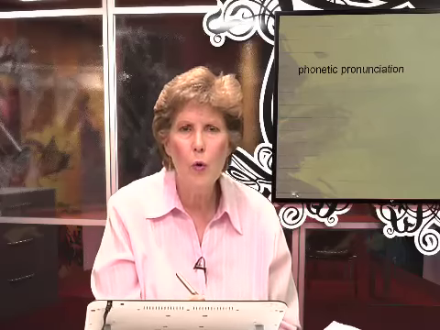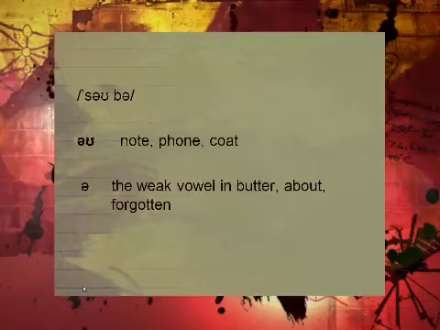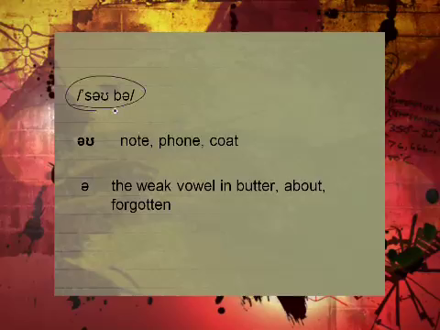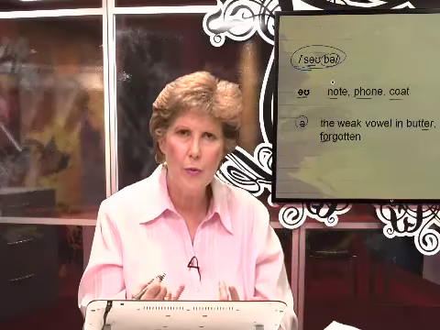You also get what we call the phonetic pronunciation. So look at this. This is the word sober. Now, you get this in the dictionary, and you say, but that doesn't really help me. So they then tell you that that is how you pronounce note or phone or coat. Oh, so that's so. And then this, they tell you to pronounce that as the weak vowel in butter, about, and forgotten. So you go oh, so it's so, ber. So your phonetic pronunciation tells you how to say the word.